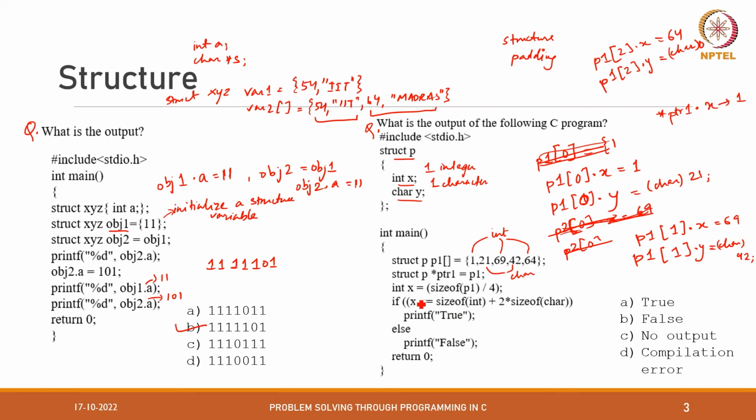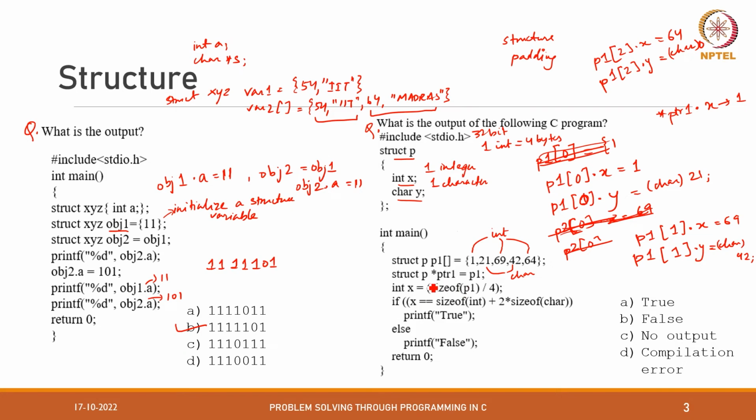And when we calculate the size of P1, however, how much should be the size of P1? We have an integer, we have a character, say it is a 32-bit system. One int is equal to 4 bytes. So what would be the total memory space allocated to a structure? 5 bytes, right? Because a character is 1 byte and an integer is 4 bytes, so a total of 5 bytes.